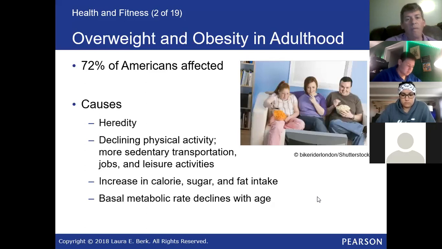Weight, overweight, and obesity in adulthood. 72% of Americans are affected. What are the causes? Our genes. Also, declines in physical activity. We have more sedentary lifestyles, transportation, jobs, what we do for fun. We're increasing our calorie, sugar, and fat intake. And the basal metabolic rate, we know our ability to burn things, calories and things, it declines with age.